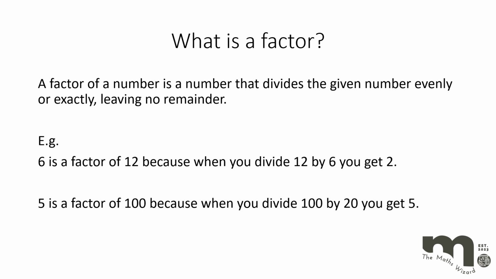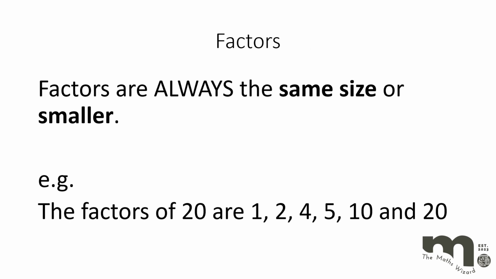Another example, now 5 is a factor of 100 because if you do 100 divided by 20, you get 5. If you want to look at it from a different perspective, because 5 goes into 100 20 times, it means it must be a factor of 100. And one key thing to always remember with factors is this: factors are always the same size or smaller. So the factors of 20 are 1, 2, 4, 5, 10 and 20, and you'll notice that all of those numbers are 20 or smaller. That's a key thing to remember with factors. They will never be bigger than the number you're being asked to find the factor of.